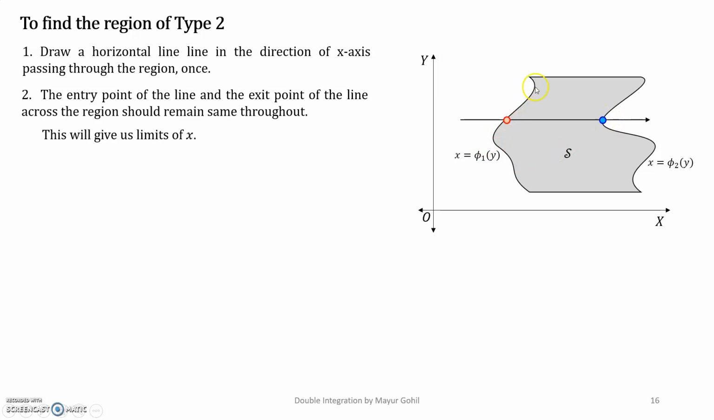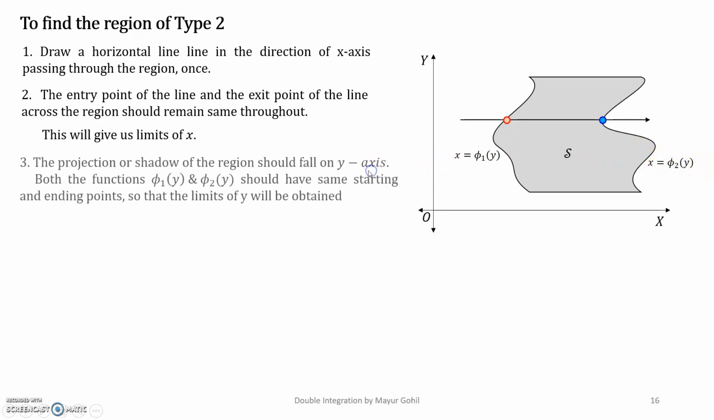So the entry point all throughout is remaining the same. So that's why it's going to be x equals phi1 of y is the entry point and the exit point is x equals phi2 of y. Now, in the same way, the projection of this region should be taken on the y-axis, should fall on the y-axis. Let's say it falls on points C to D.